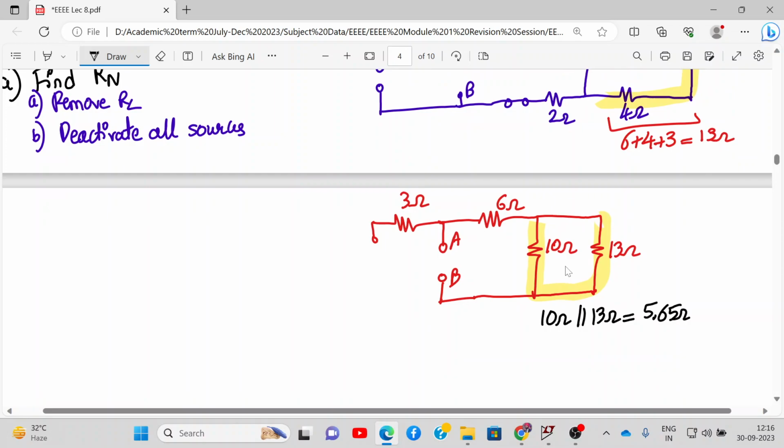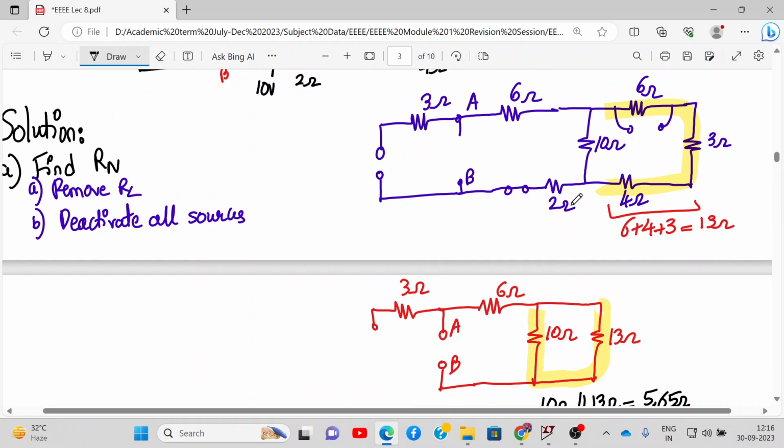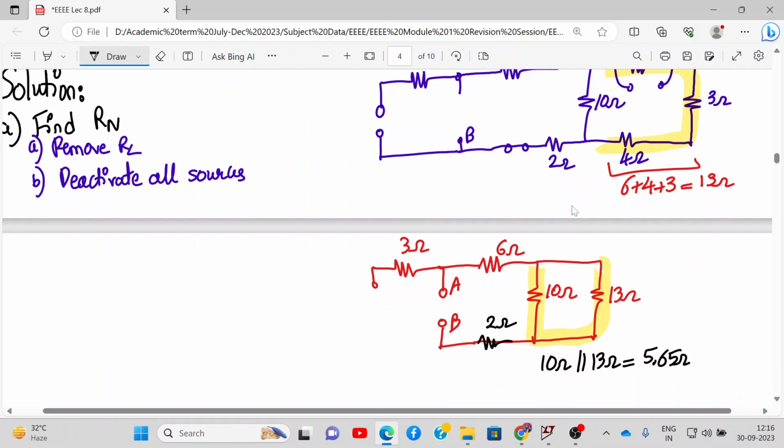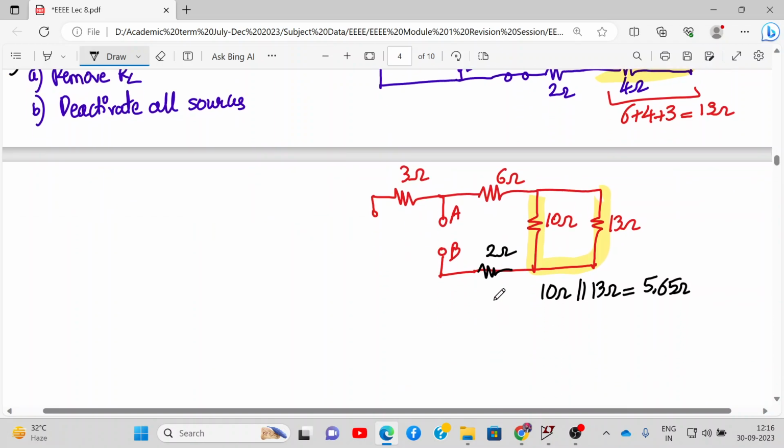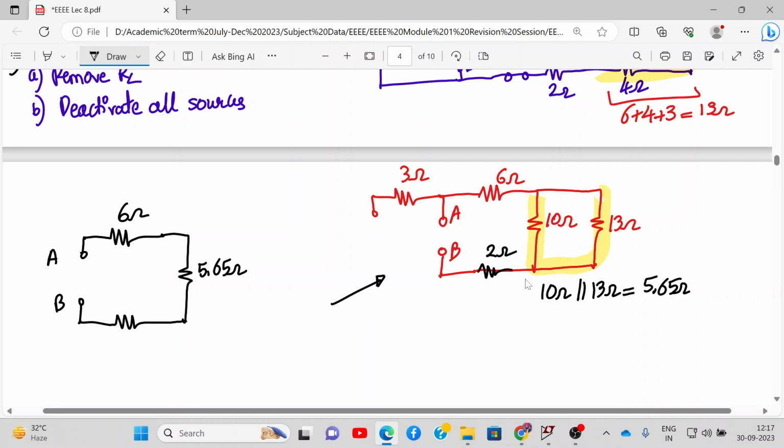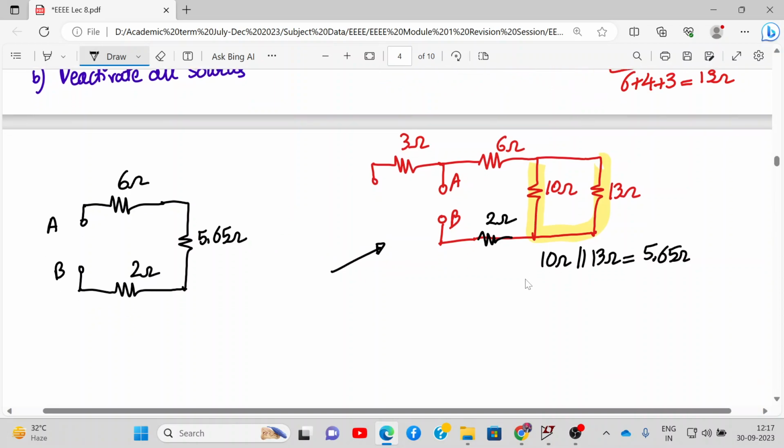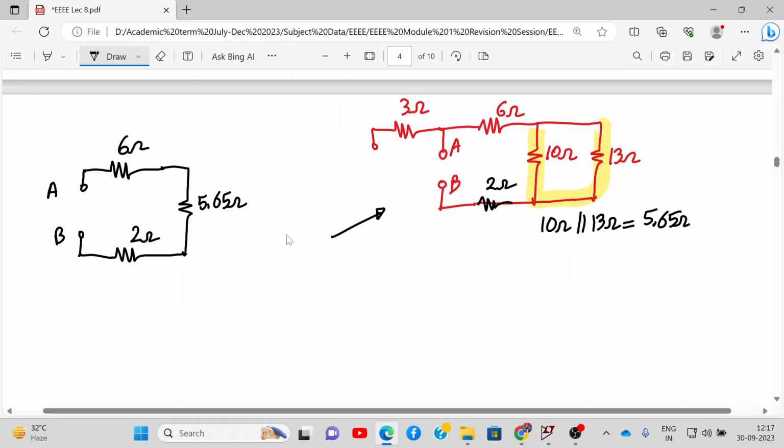Now we are left with one more 2 ohm resistance connected over here. So now the circuit gets reduced to terminal A, terminal B, this is 6 ohms, then we have 5.65 ohms, and then we have this as 2 ohms. If you see carefully, all the resistors are connected in series.